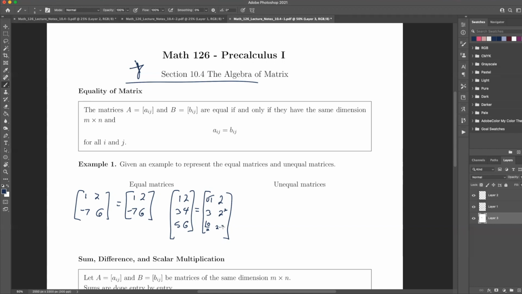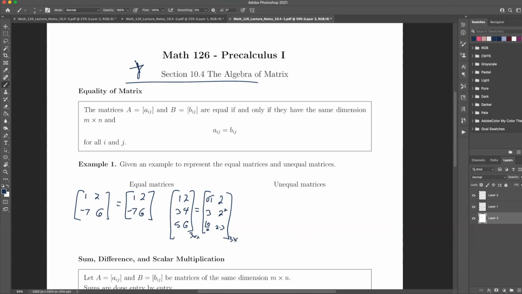So what goes in the little entries does not necessarily have to be a constant. I can have operations and all this other stuff in there. But as long as this equals this, this equals this, this equals this. And notice this is a 3 by 2 matrix, and this is a 3 by 2 matrix, and they have the same dimension. Okay? Where it's 3 rows and 2 columns.